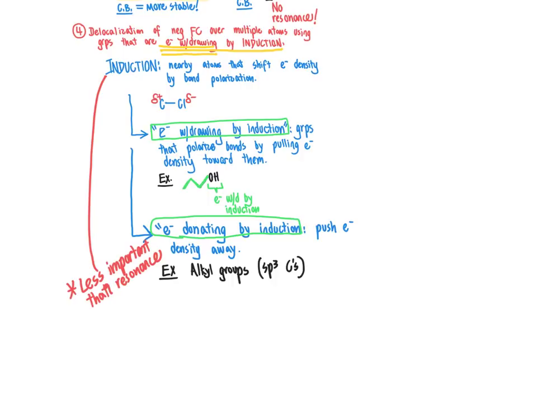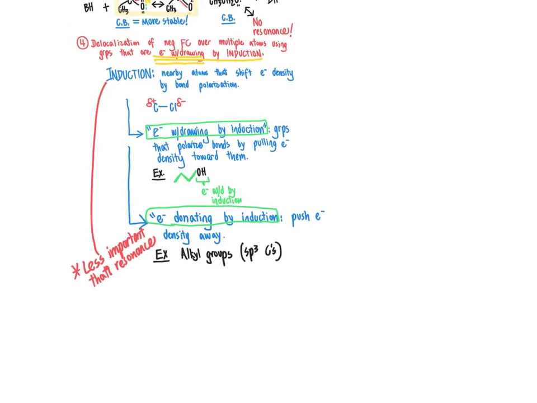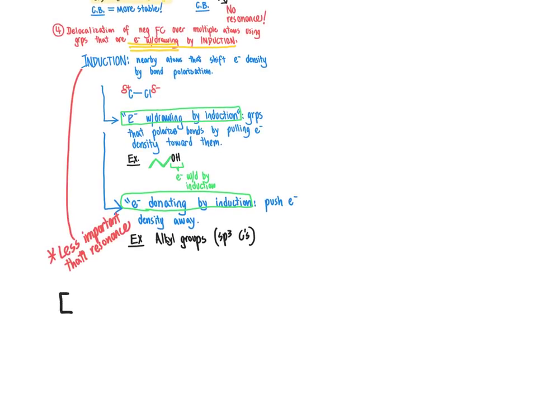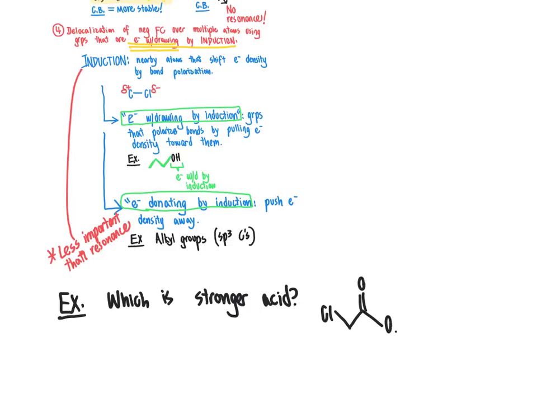So let's look at, as our example problem here of delocalizing a negative formal charge by induction, we're going to ask the question of which is going to be the stronger acid. So which is the stronger acid? And we're going to take a look at these two structures. We're going to take a look at one that is chloroacetic acid. So it has a chlorine atom there. And we're going to compare that to just acetic acid. And we're going to ask which of these two is the stronger acid. In other words, which one has a lower pKa value.